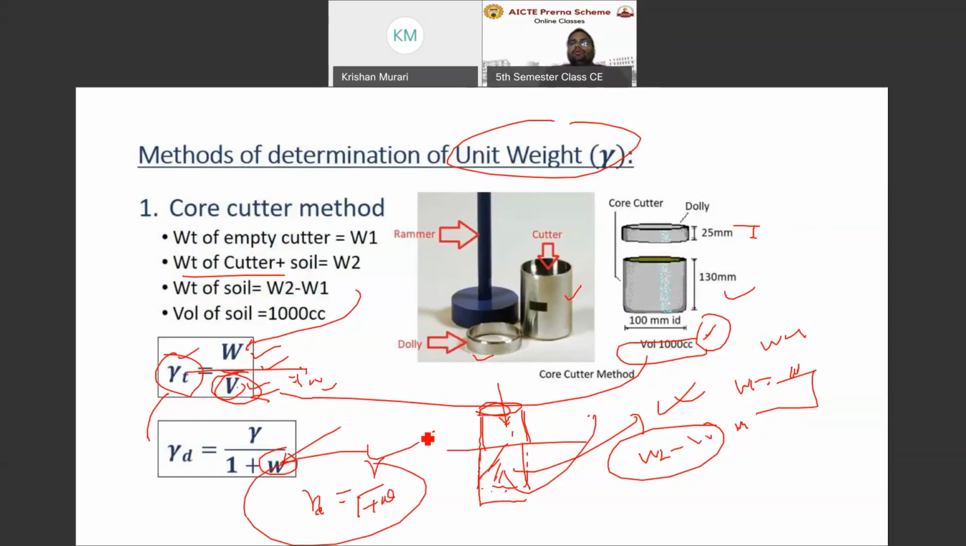But this core cutter method is only used for clay soil, because sand particles do not have cohesion. When you pick up the core cutter, the soil falls out and it is empty. If you use sand, then the sand empties from the container, as the soil is not attached to the container. So that method is used only for clay soil.